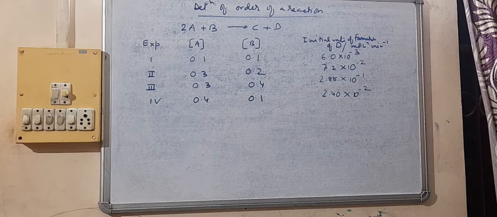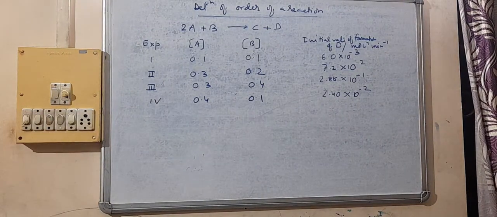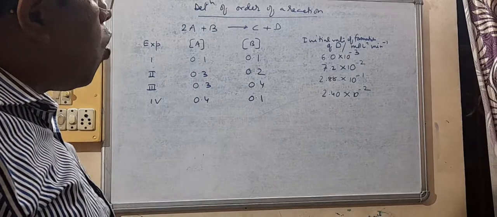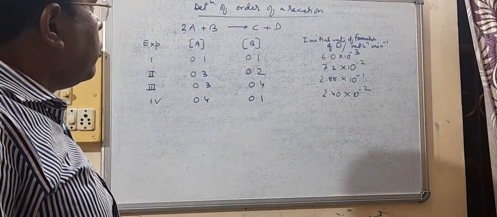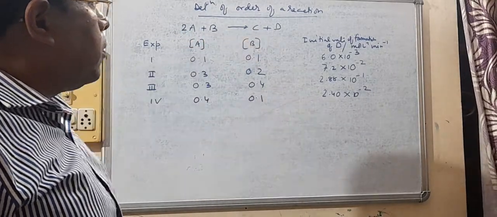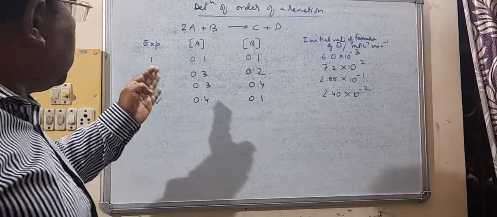So children, in this video we have determination of order of reaction. How can we determine the order of a reaction? Suppose the reaction is 2A plus B gives C and D, and this is the data that we have.